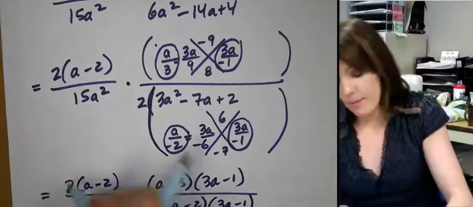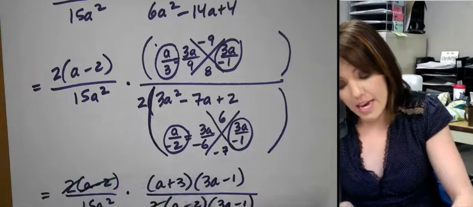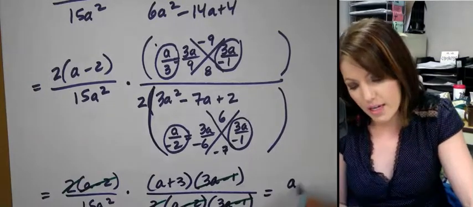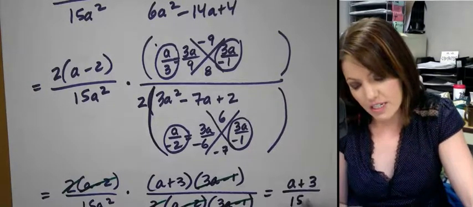Okay, canceling time. The 2s cancel, the a minus 2s cancel, and the 3a minus 1s cancel, so we're left with a plus 3 over 15a squared.